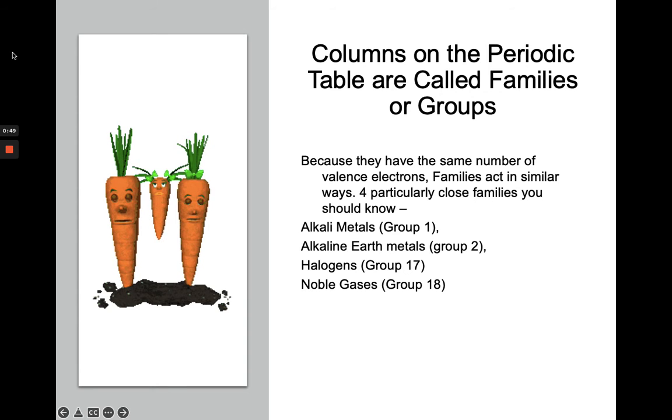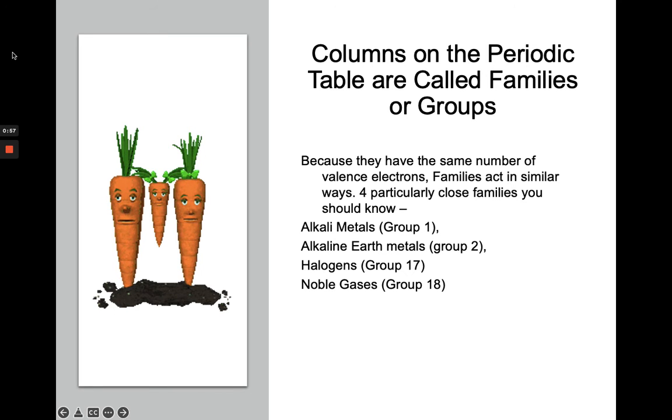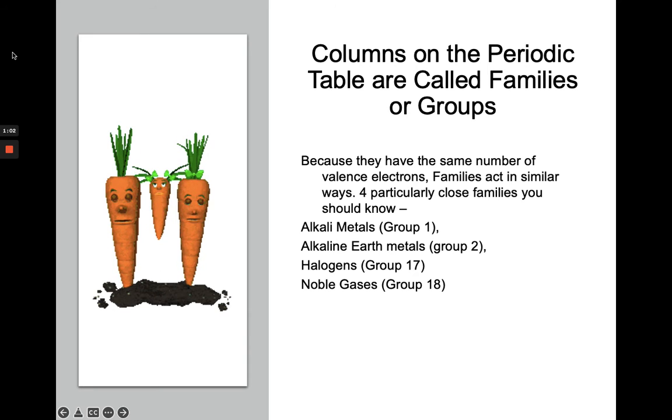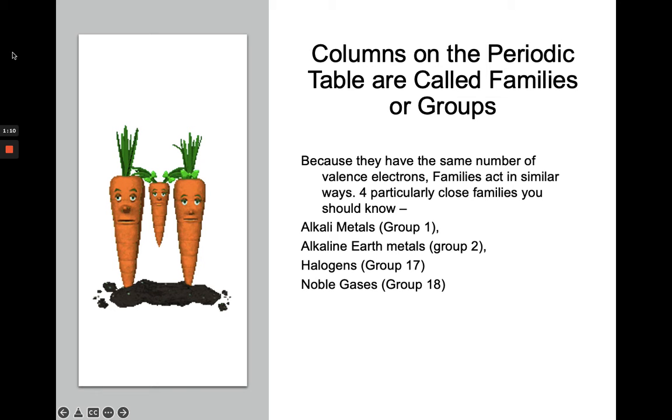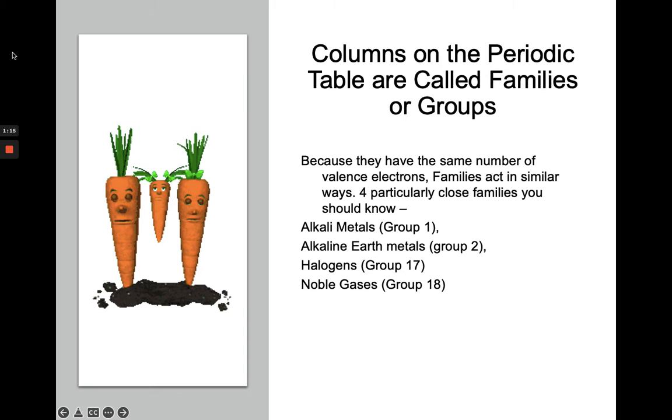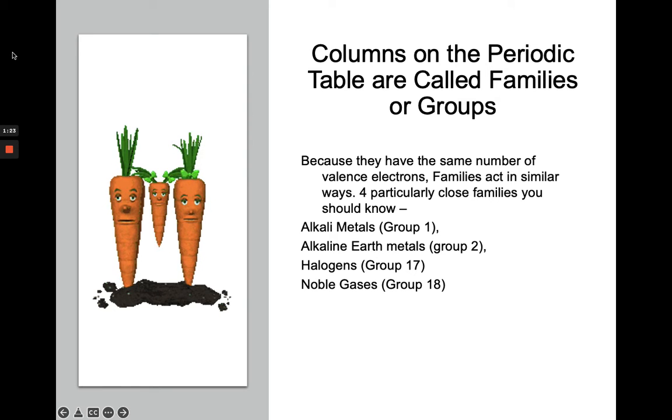And just to remind you, columns on the periodic table are sometimes called families or groups. Because they have the same number of valence electrons, families act and react in similar ways. In a previous lesson, we talked about four groups that are really called families because they are so similar: the alkali metals, which are group 1, the alkaline earth metals, which are group 2, the halogens, which are group 17, and the noble gases, which are group 18. But as we go across a period or down a column or group, we do see repeating trends, and that's what we're going to focus on in this lesson.